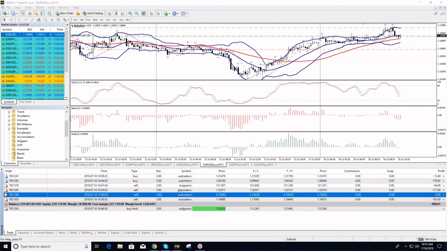Guys, if you want to follow us in any of the trades, now is the right time to do it. Since we are in negative territory, it means that you will get a better price than what we did, with the exception of Aussie dollar and dollar CAD. All the others are in negative territory, so if you want to follow us, you can do that.